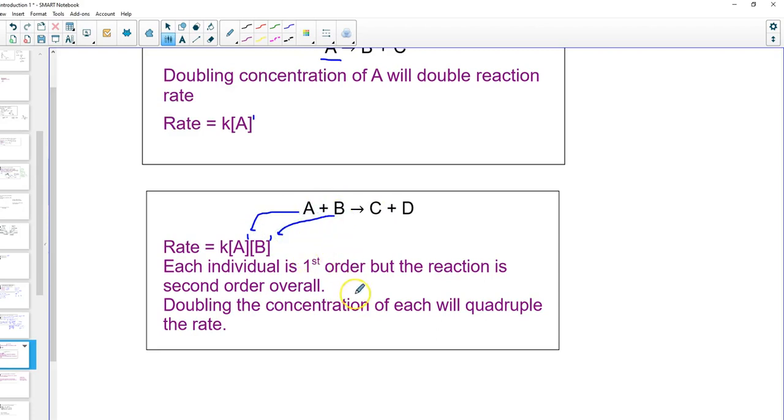Okay? But the overall reaction, to get the overall order, this is important here, the overall order is 2. How did I get that? 1 plus 1. Add up these guys here to give you the overall order of 2. And that's just a kind of question they ask a little bit about. Doubling the concentration of each will quadruple the rate. Doubling this doubles that. Double this doubles that. Double both of them, quadruple. And of course, you could always just plug in a random K value and try it out.